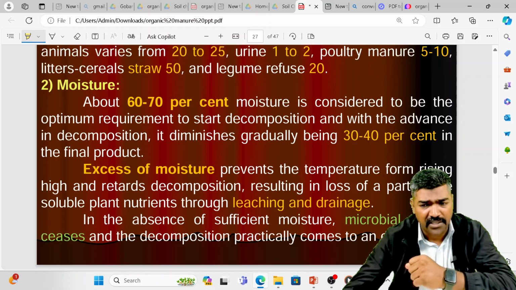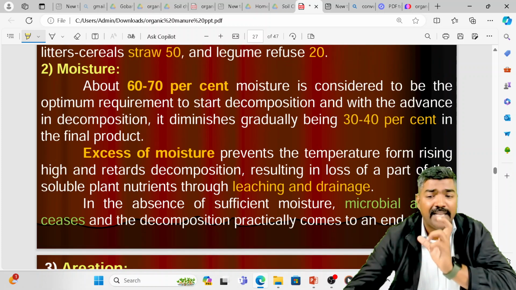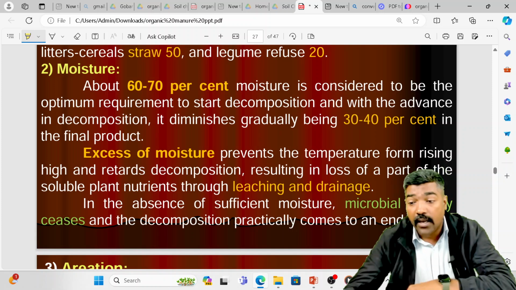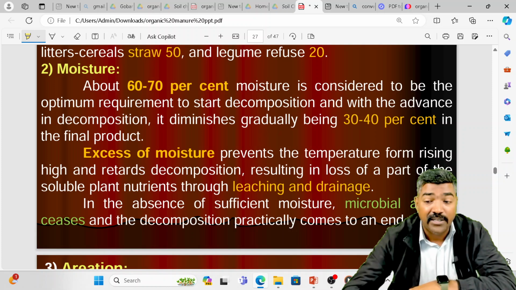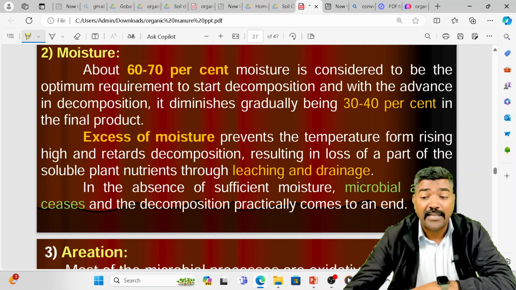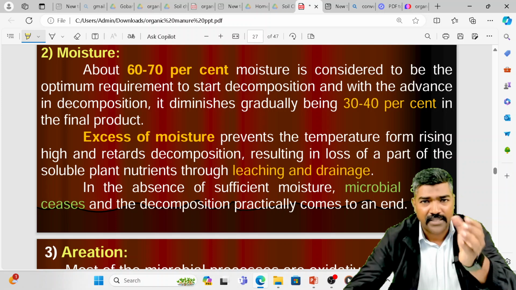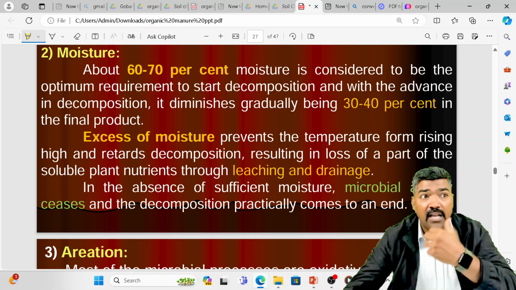Excess moisture prevents the temperature from rising high and retards decomposition, which can result in the loss of a part of the soluble plant nutrients through leaching and drainage. As well, in the absence of sufficient moisture, the microbial activity ceases and decomposition practically comes to an end.